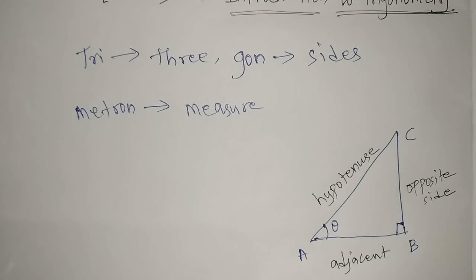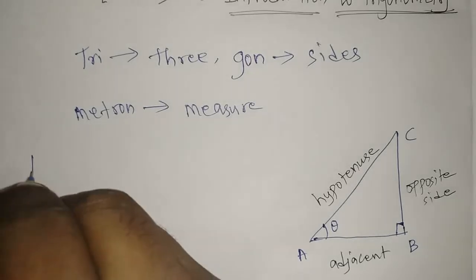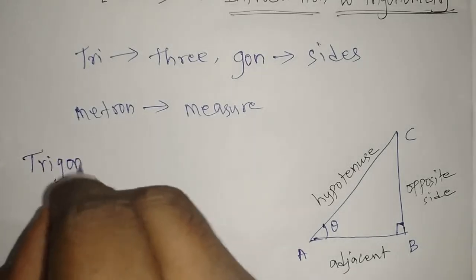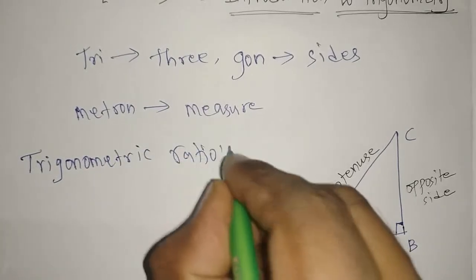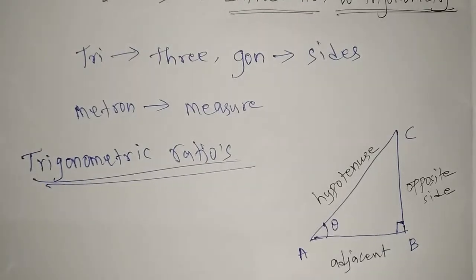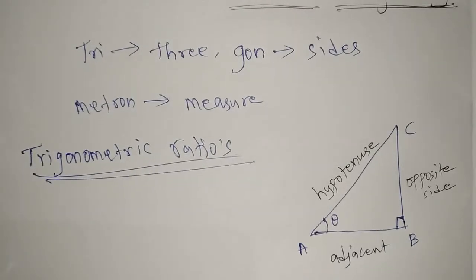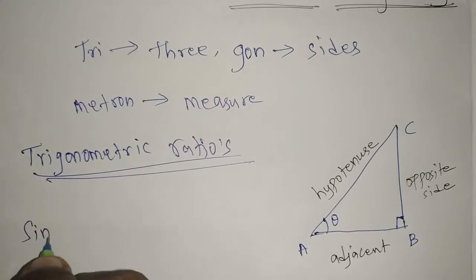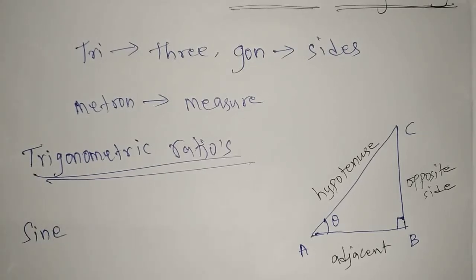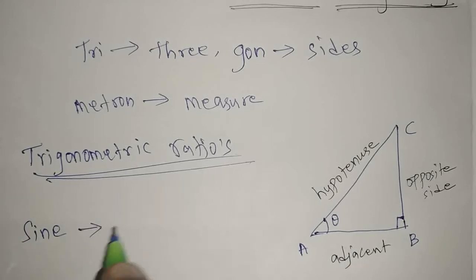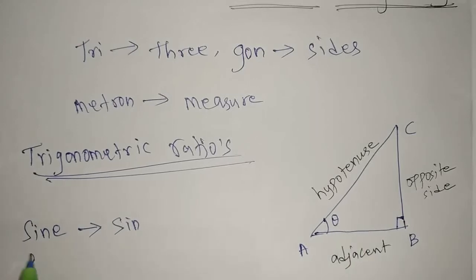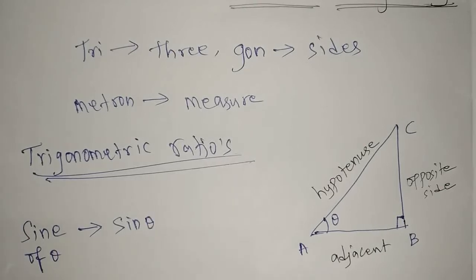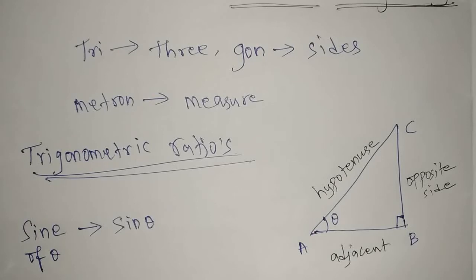First, one by one we will go. First, trigonometric ratios. We have totally 6 functions here. One by one I will write. First we have the function sine. This is the full name sine, but we are going to use just sin. Sine of theta, we simply read as sine theta.